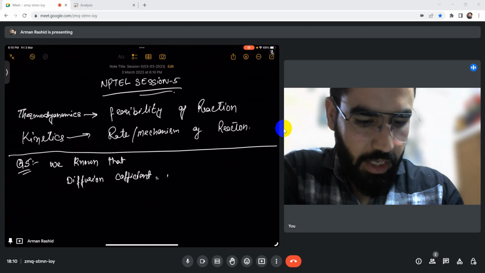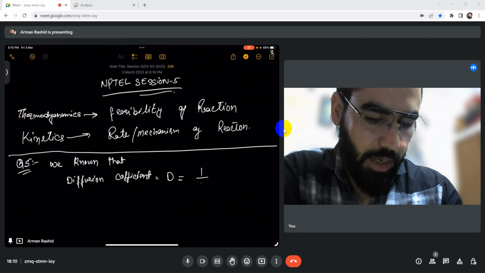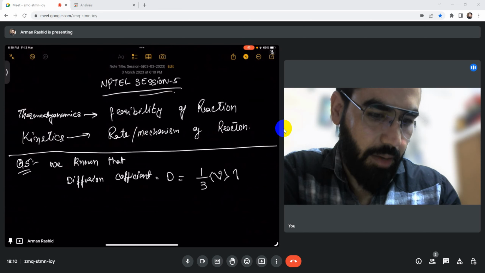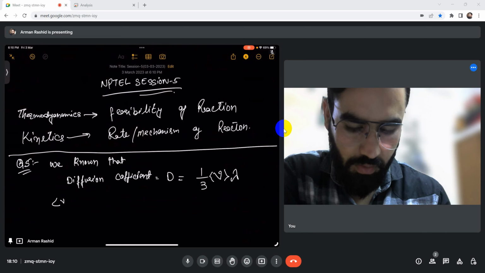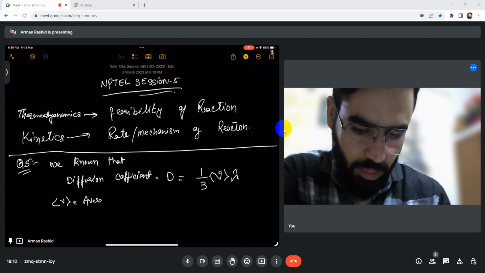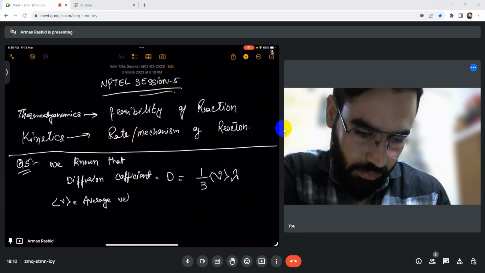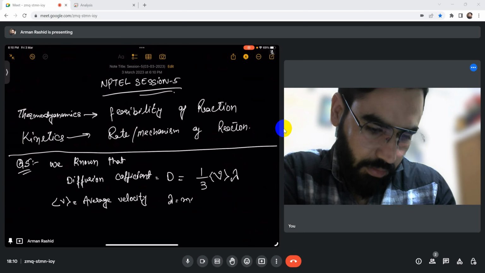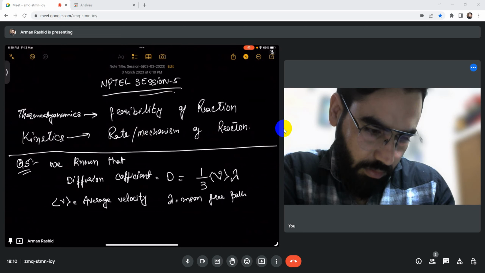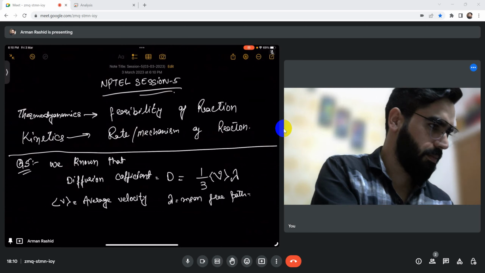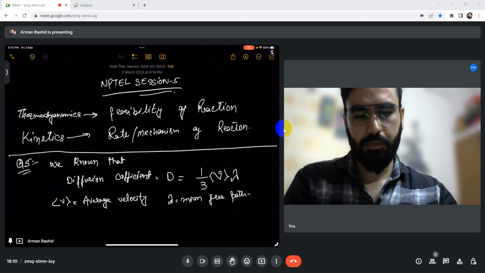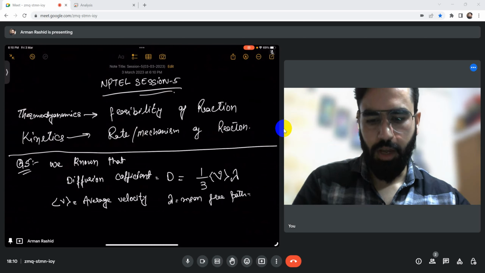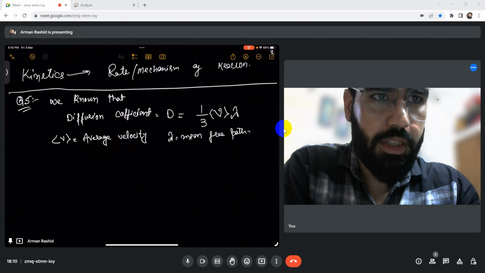Okay, so we know that the diffusion coefficient, which is given by D, is given by 1 by 3 v lambda, where v is the average velocity and lambda is the mean free path. So we already know this.